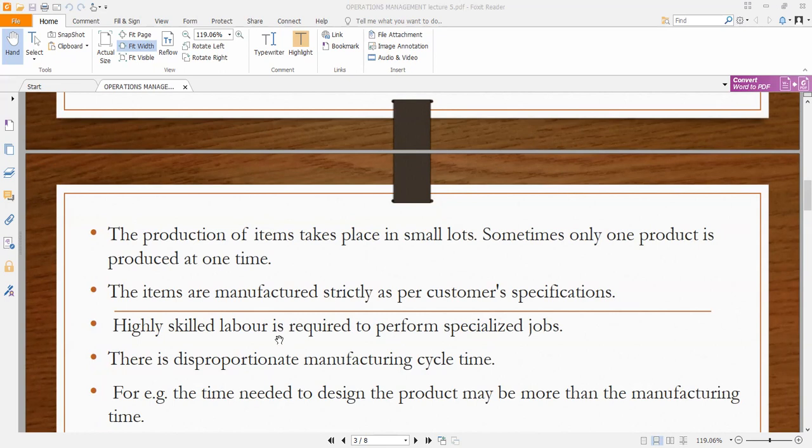People that design these vehicles, people that design the materials, some are graphic designers, some are different artists. So here we're saying that it needs highly skilled labor to perform specialized jobs.